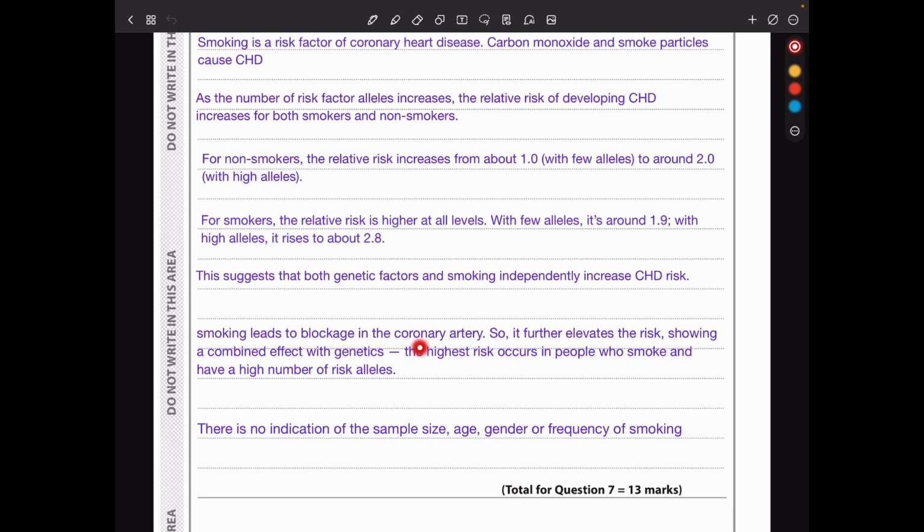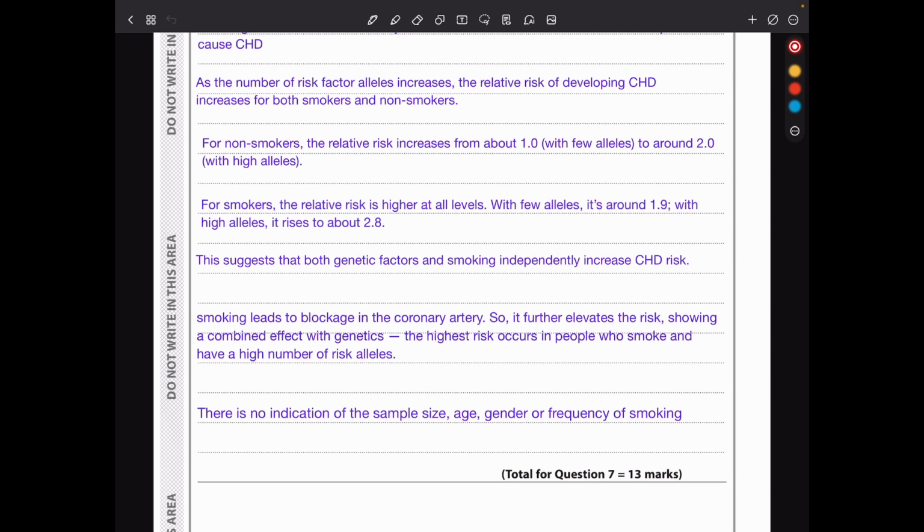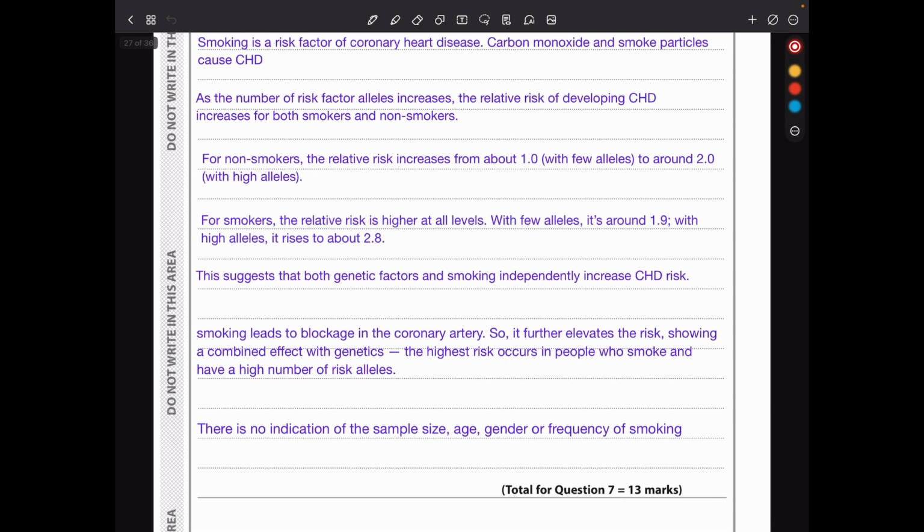So smoking leads to blockage of the coronary arteries, so it further elevates the risk and showing a combined effect with genetics. The highest risk occurs in people who smoke and have high number of risk alleles. But there is no indication of sample size, gender, age, frequency of smoking, or the number of packets of cigarettes these people smoke, so this could affect the conclusions that could be made on these results.